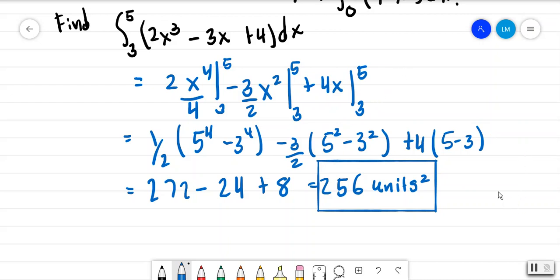Okay. Now, that's going to be it as it relates to the fundamental theorem of calculus. You're just taking antiderivatives and evaluating from the top minus the bottom. But make sure that you take the antiderivative first. That's most important. Take the antiderivative first. Okay?